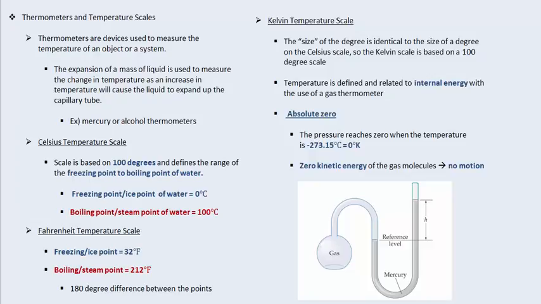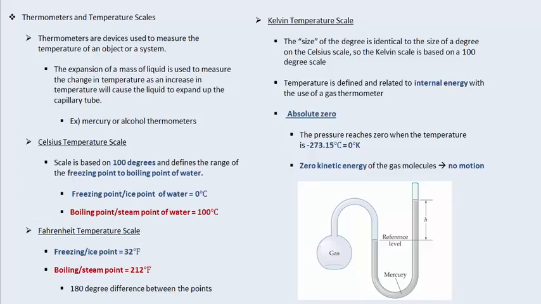And then finally we have the Kelvin temperature scale. In the Kelvin scale, the size of the degree is identical to the size of the degree on the Celsius scale, so the Kelvin scale is also based on a 100 degree scale. The temperature in the Kelvin scale is defined and related to the internal energy by using a gas thermometer.